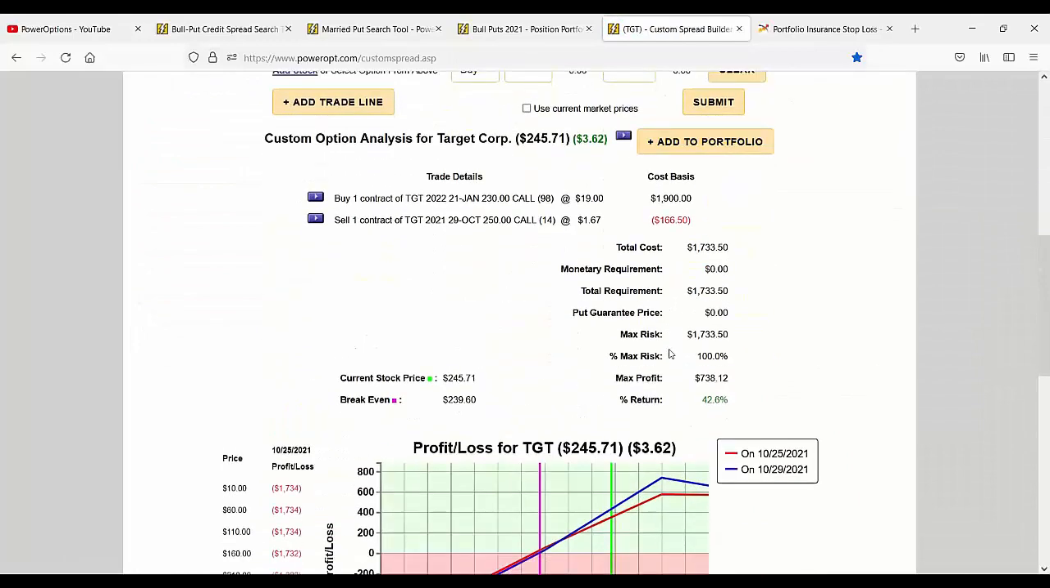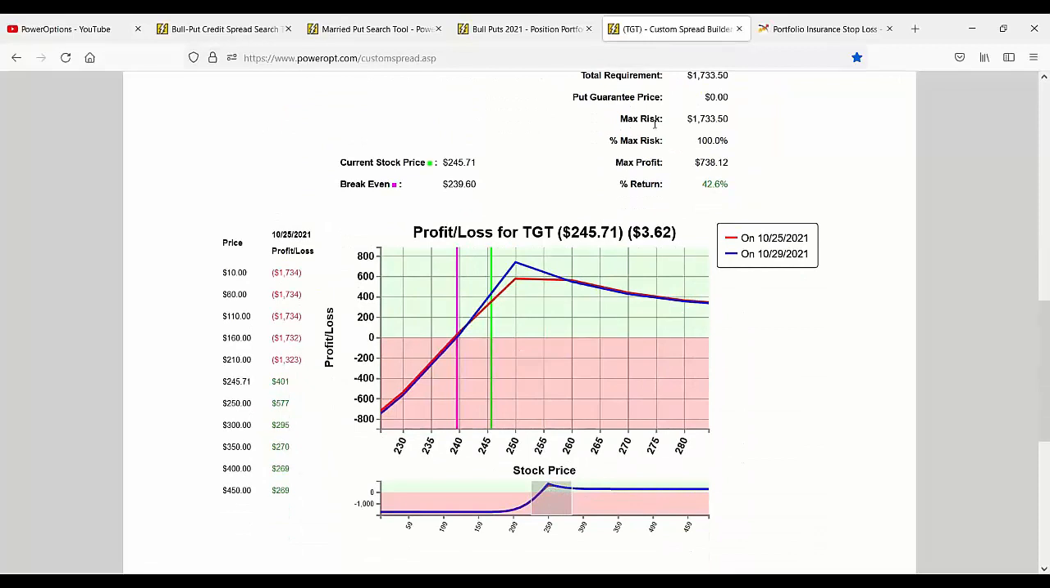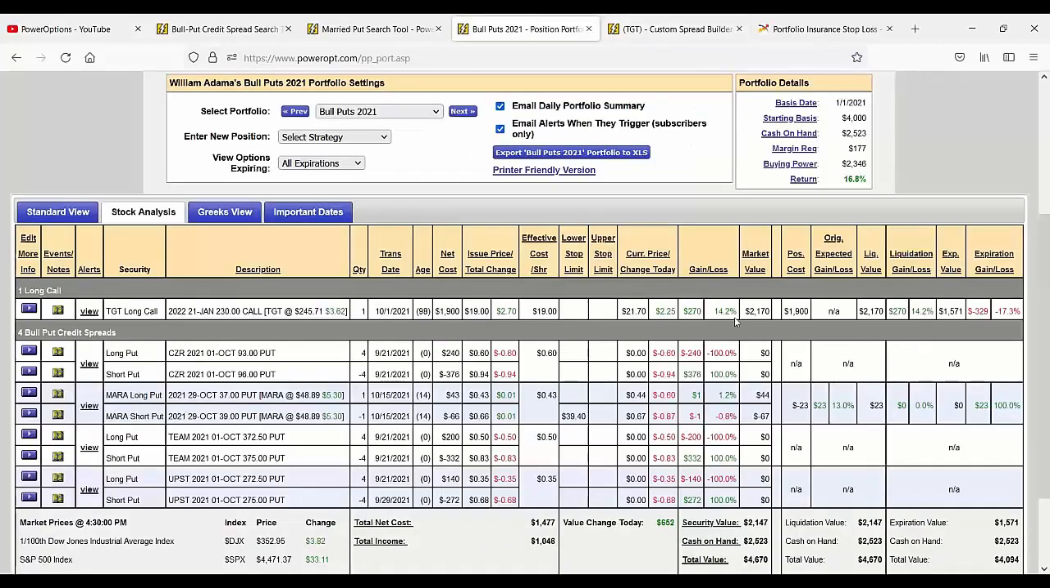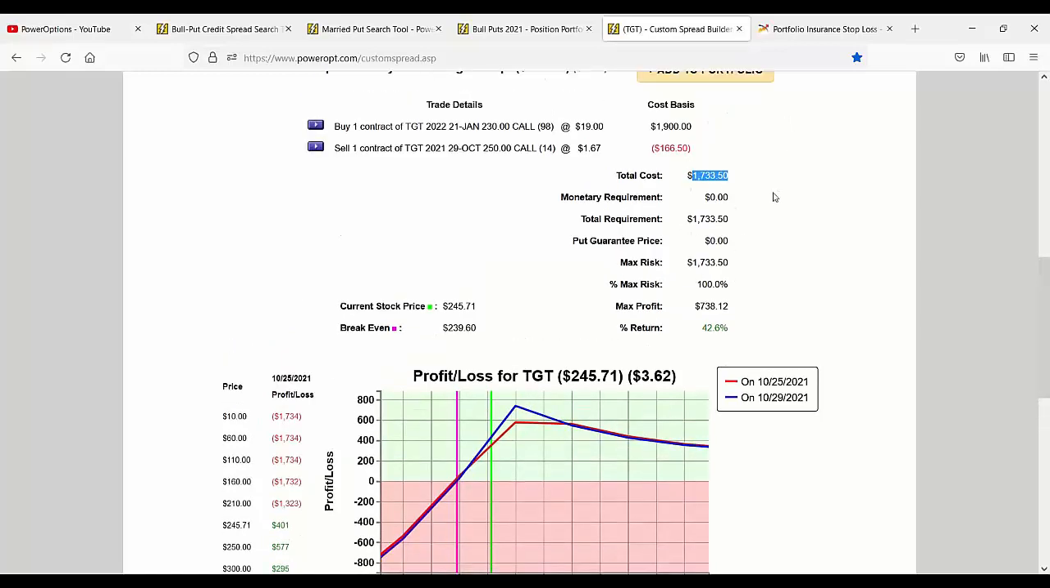Okay. All right. So what do we have now? We have a position. Let me go back here. We have a gain of 270 or 14.2% on the call right now. This would increase the potential return, if TGT is right at 250, to 738, and we've lowered the cost down to 1733 from that $1.65, $1.66 we collected against the position. So this is what the outcome would be if you feel that in the next 2 weeks TGT might stay below 250.